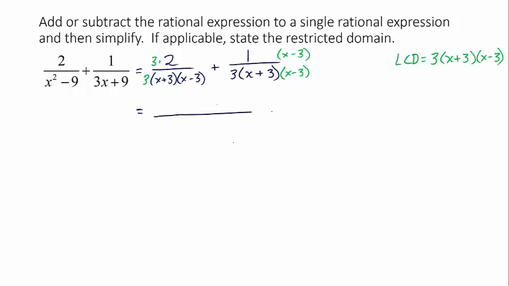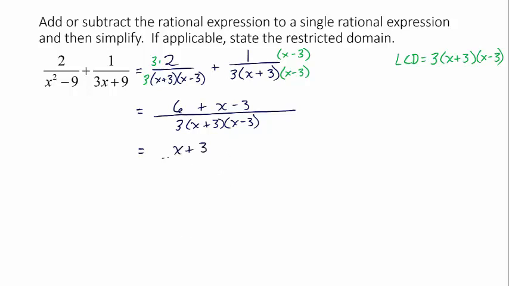So now in doing that, since I have a common denominator, 3 times 2 is 6, right? Plus, what's my new numerator in the second fraction? X minus 3, right? And that's all over 3 times (x plus 3) times (x minus 3), right? Simplify the numerator. 6 minus 3 is 3. I have 3 plus x. I'm going to go ahead and write that as x plus 3.